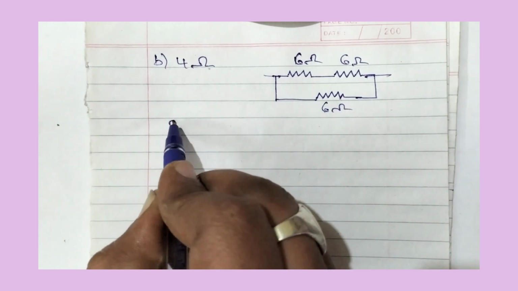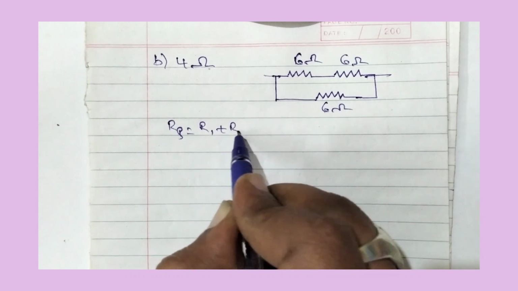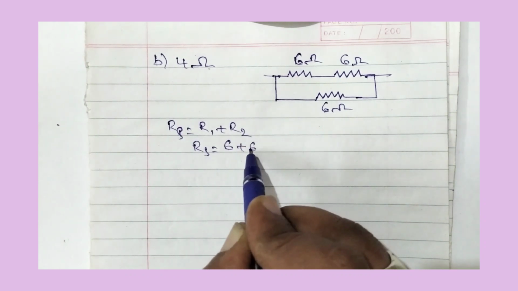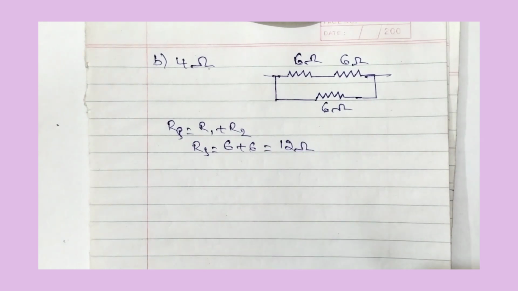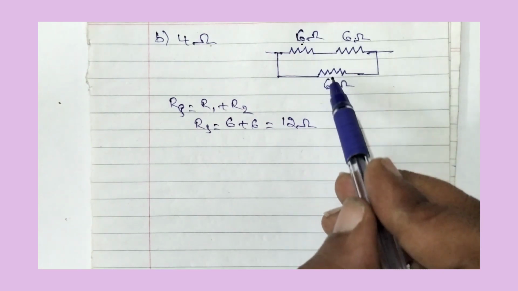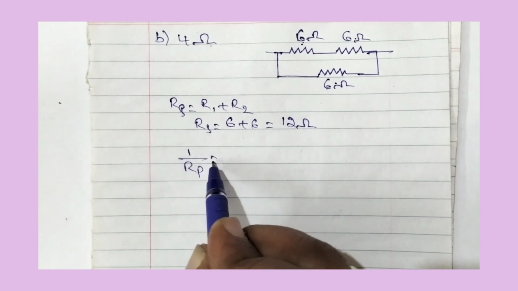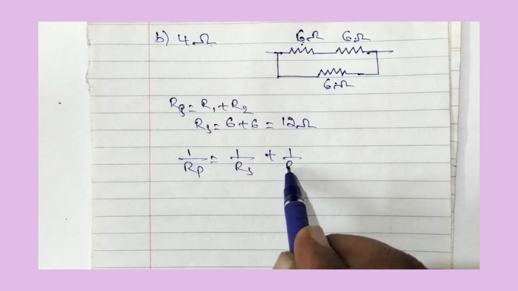So now Rs is equal to R1 plus R2. So Rs is equal to R1 is 6 and R2 is also 6. So we are getting 12 ohm. If we add these two, it is 12 ohm. These two are in parallel with this one. Therefore 1 over Rp is equal to 1 over Rs plus 1 over R3.